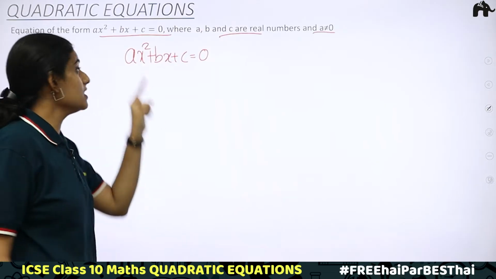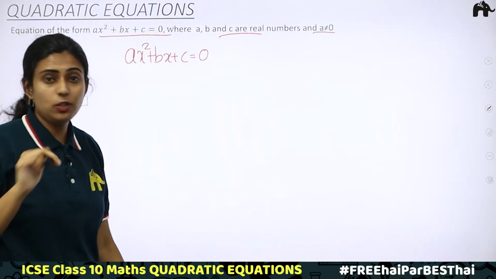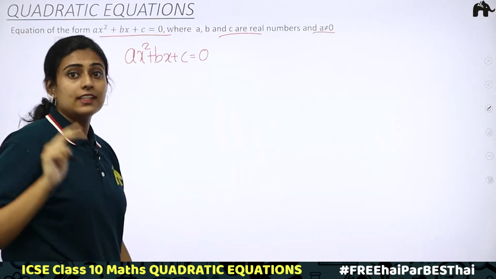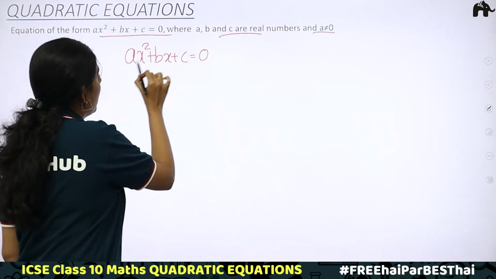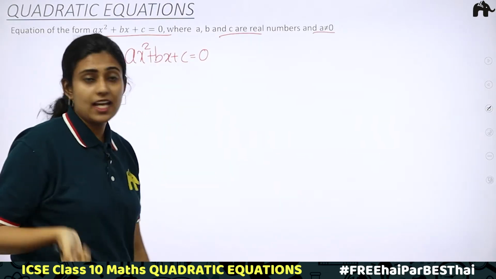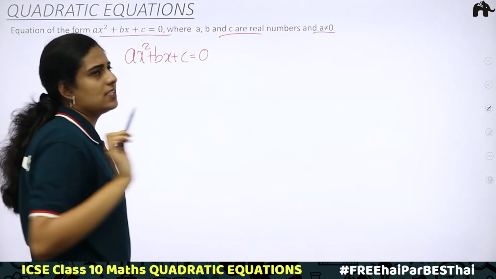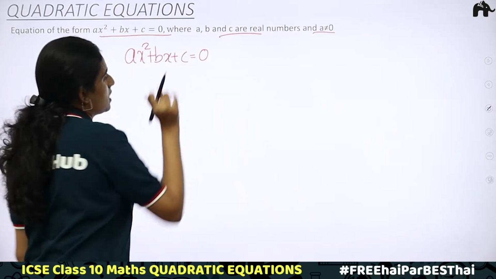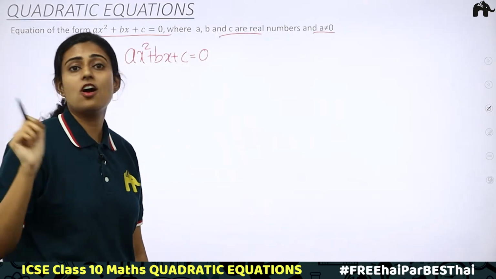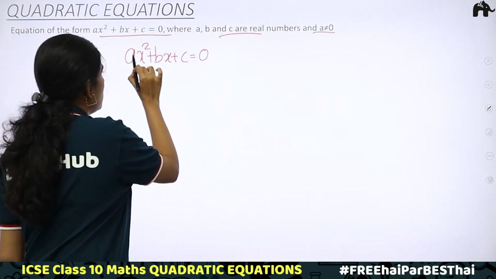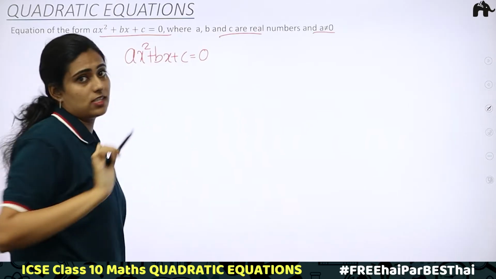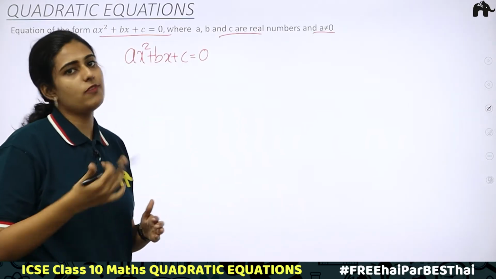The first condition means the highest power of x should be 2. That is, degree should be 2. The second condition is a, b and c should be real numbers. And the third condition is a not equal to 0. What happens if a is equal to 0? We'll be getting bx plus c. That is again a linear equation. It is not a quadratic equation. When a is equal to 0, we get 0 into x square. That is, the x square containing term vanishes.